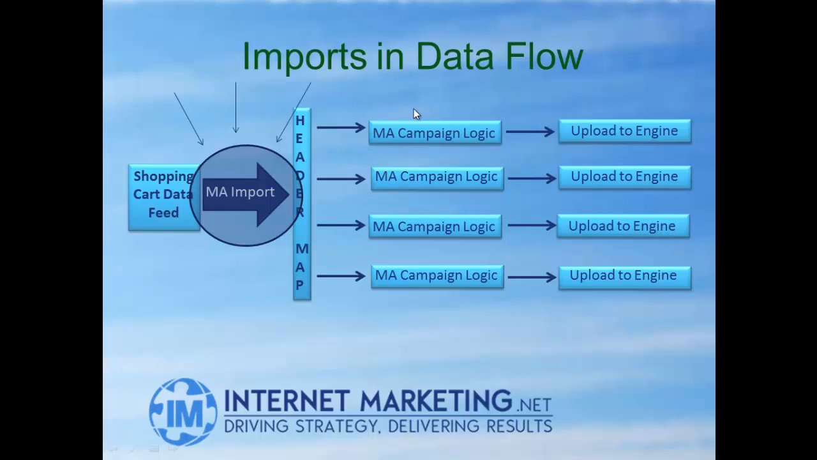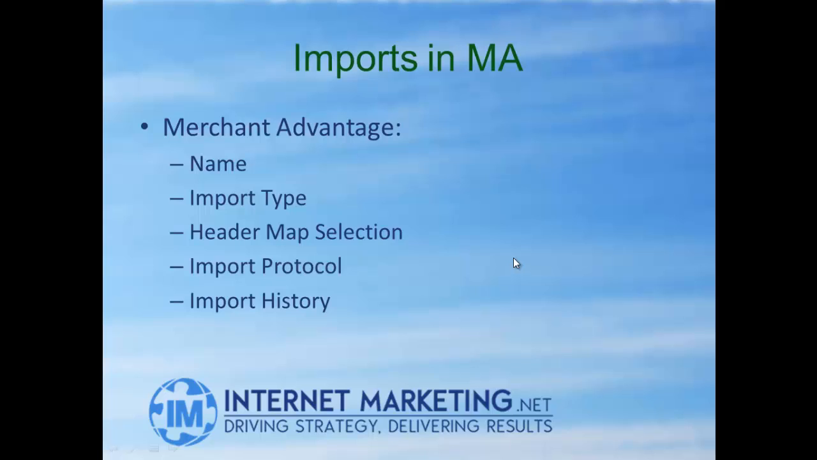Just to give you an idea where this lies in the data flow, you've just received your shopping cart data feed, the raw feed from the client. You've set up the header map in Merchant Advantage, and now you're ready to set up and execute an import. So we're going to go through a walkthrough of Merchant Advantage, go over naming, import types, header map selection, import protocol, and take a look at import history as well.